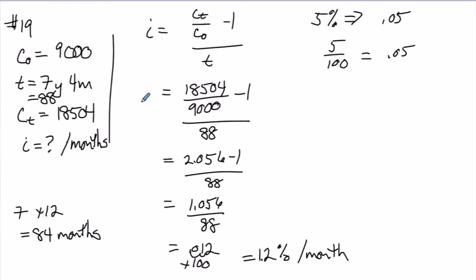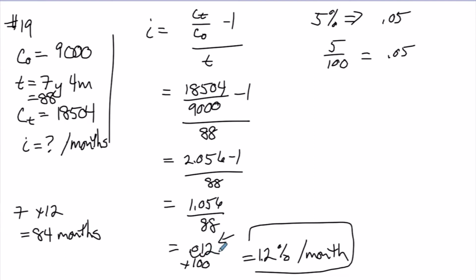So if you were asked, as this problem was, what is the monthly simple interest rate? You really can't leave it at this point. You're almost there, but you need to come up with a final answer of saying the monthly interest rate is 1.2% per month.